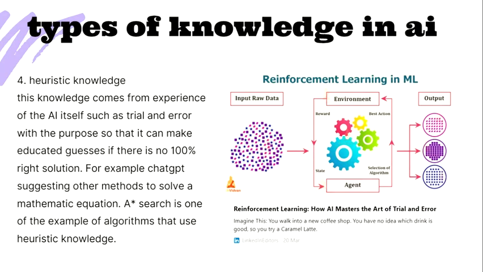Fourth, heuristic knowledge. This knowledge comes from experience of the AI itself, such as trial and error, with the purpose that it can make educated guesses if there is no 100% right solution. For example, ChatGPT suggesting other methods to solve a mathematical equation. A* search is one of the examples of algorithms that use heuristic knowledge.